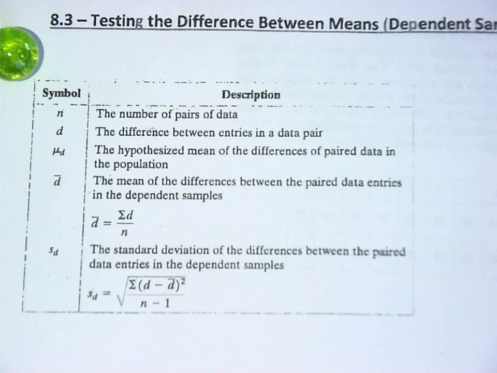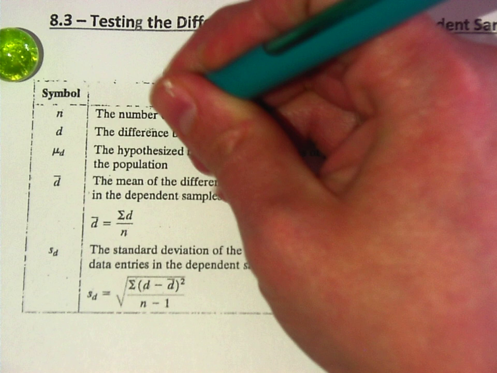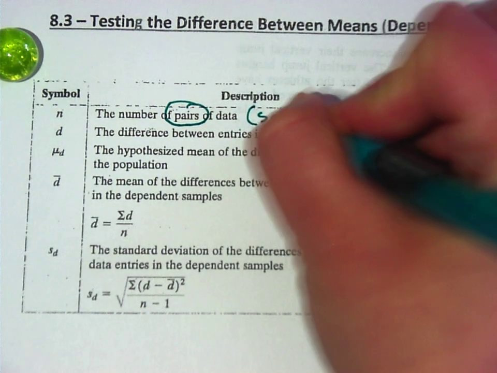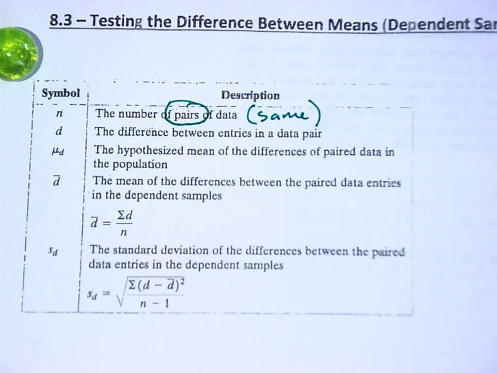Okay. N is the number of pairs of data. These ones have to be the same. If this is a dependent test, they have to be the same. D is the difference between entries in a pair of data.